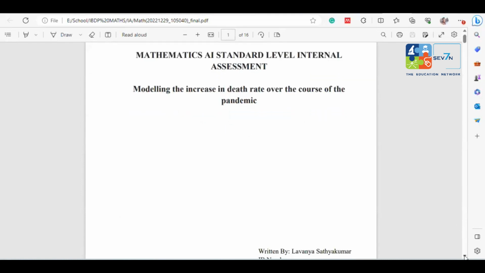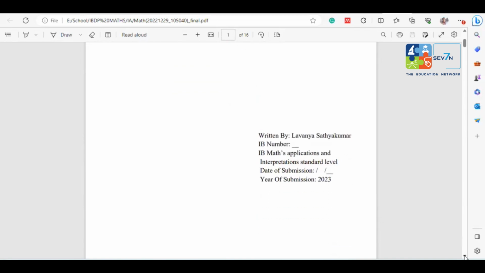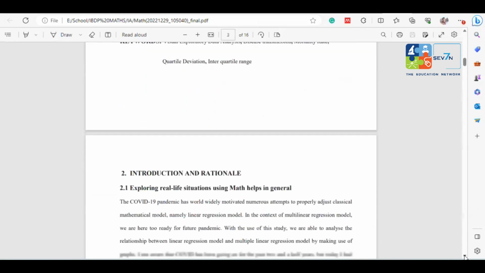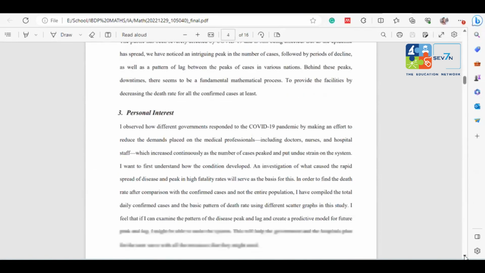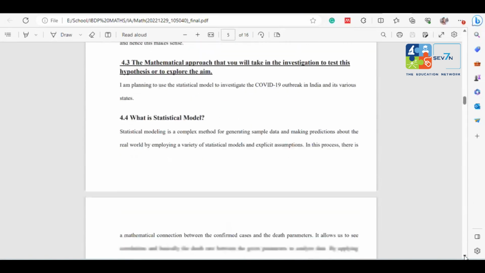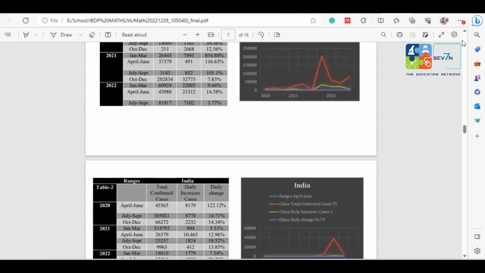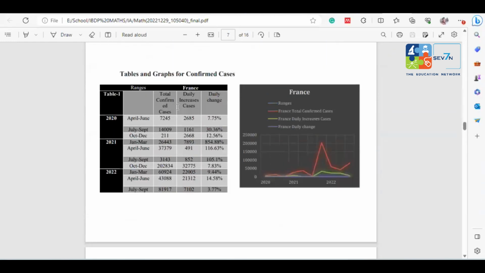Like there is a death rate, how can it increase over the course of a pandemic, how can we do this in our own way. So what we have done in this is we collected the data from the WHO website. See, I have collected the data: these are the total confirmed cases, these are the daily increase cases, these are the daily change.